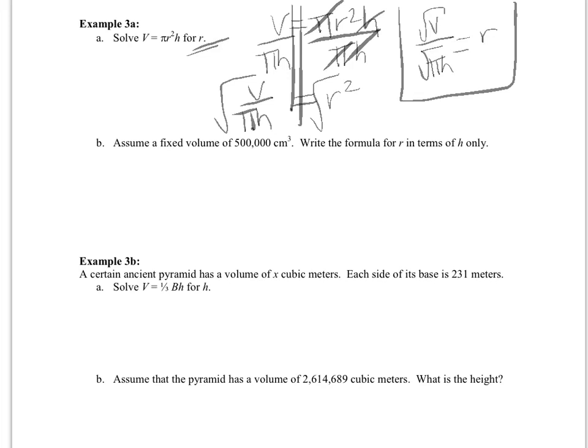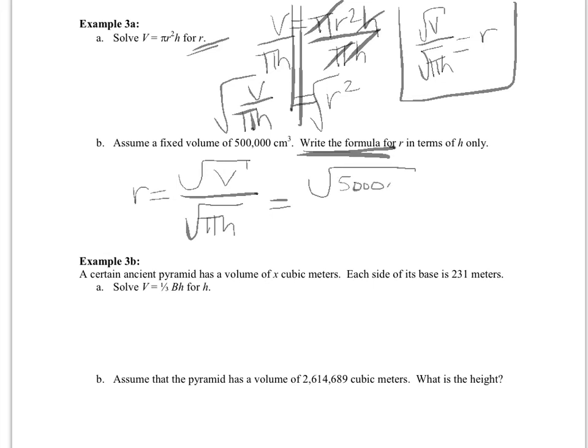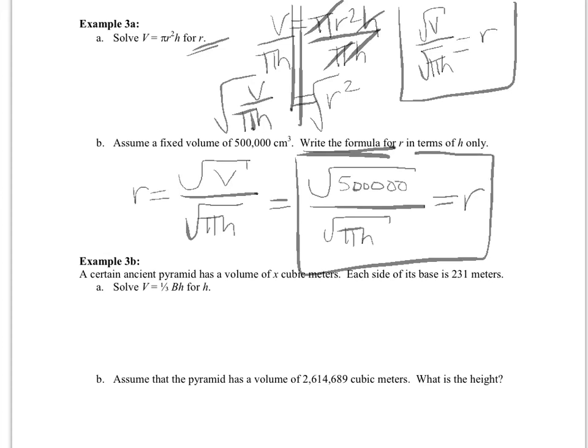In part B, assume a fixed volume of 500,000 cubic centimeters. Write the formula for r in terms of h only. So we're not going to solve it, we're just going to write the formula. We have r equals the square root of the volume over the square root of pi times h. In this case, we know the volume they said was 500,000, and we can say divided by pi times h. That's how we would write the formula for r in terms of h only. There you go. The only variable we have in there is h.